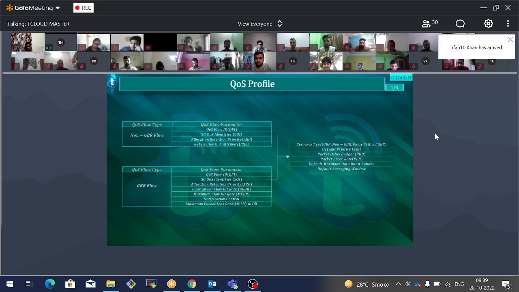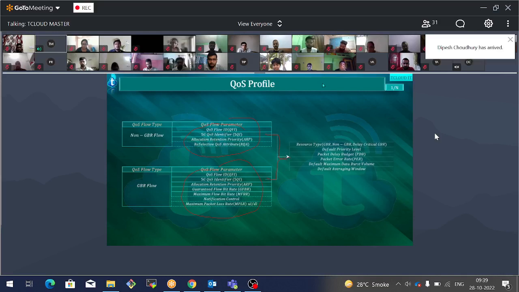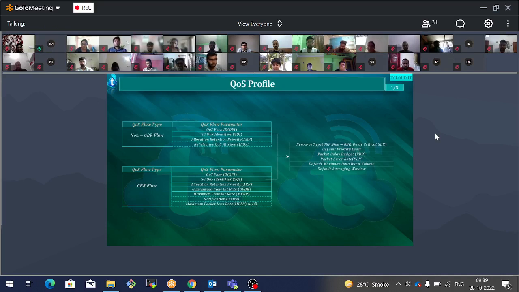So in what order do we go? First, we look at the individual properties of these non-GBR flows and GBR flows. Then we'll concentrate a little bit more on this 5QI. That will give us a full-fledged understanding. Always remember, this QoS profile comes from SMF to your GNodeB, which gives a direction to GNodeB on what to create. You keep that in your mind, in your back burner.